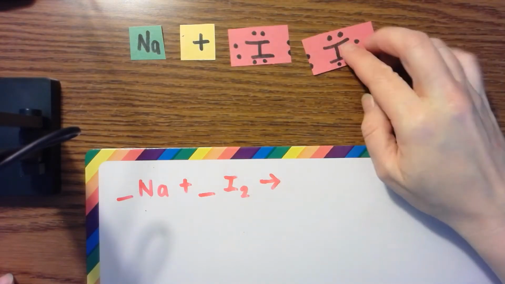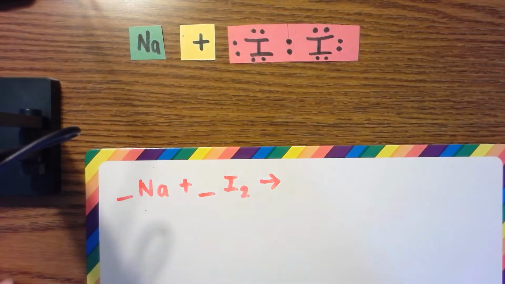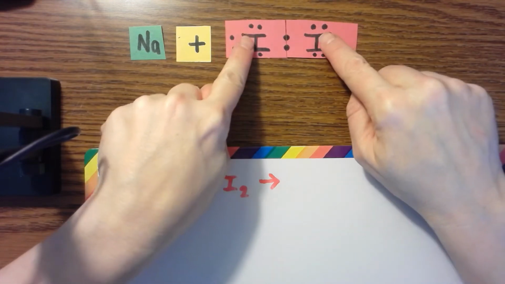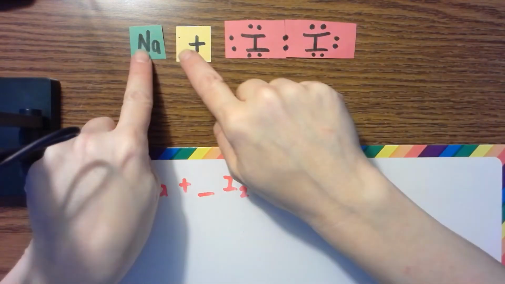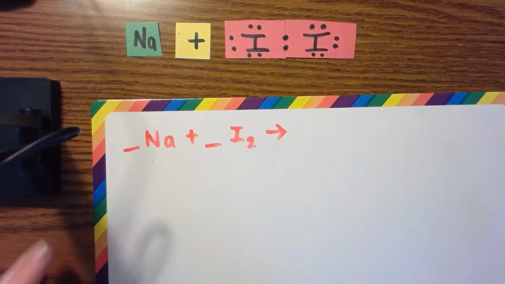And I drew this one a little bit differently because I2 is a covalent molecule, and so it's sharing its electrons in the middle, and we would draw a dot structure to most accurately represent that. So we have Na plus I2. So what's going on here? We need to identify whether or not we have elements, compounds, or both.